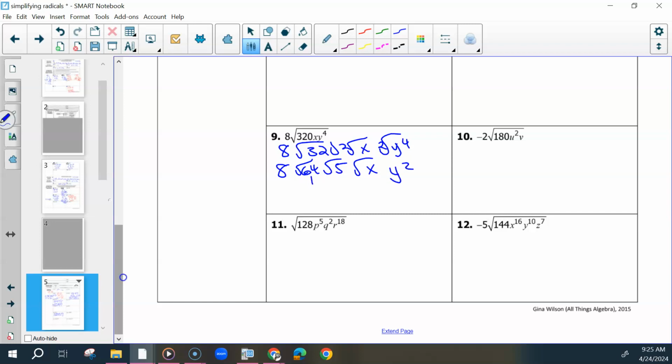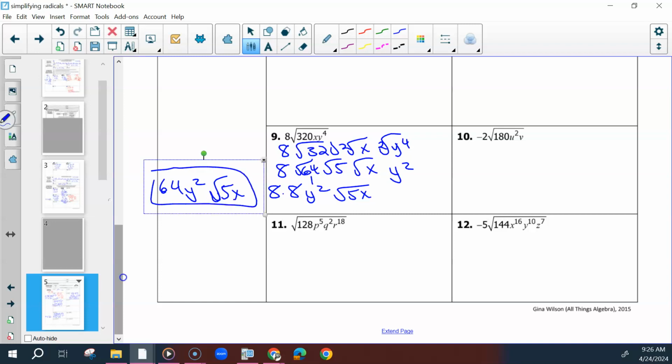The square root of 64 is 8. We have 8 times 8, I'm going to start to rearrange, times y squared times the square root of 5x. So our final answer would be 64 y squared times the square root of 5x.